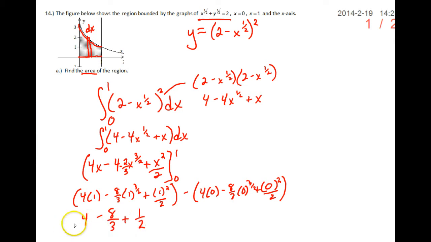So now a common denominator is 6. So 6 over 6, 2 over 2, and 3 over 3. So I'm going to get 24 over 6 minus 16 over 6 plus 3 over 6. So together, 24 minus 16 is 8, plus 3 is 11/6.